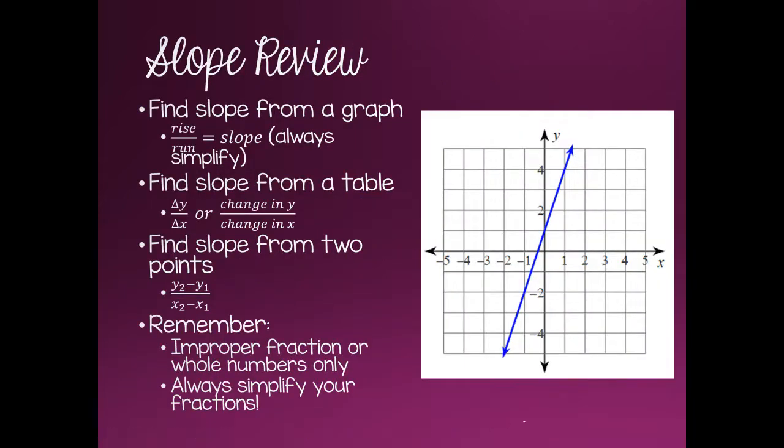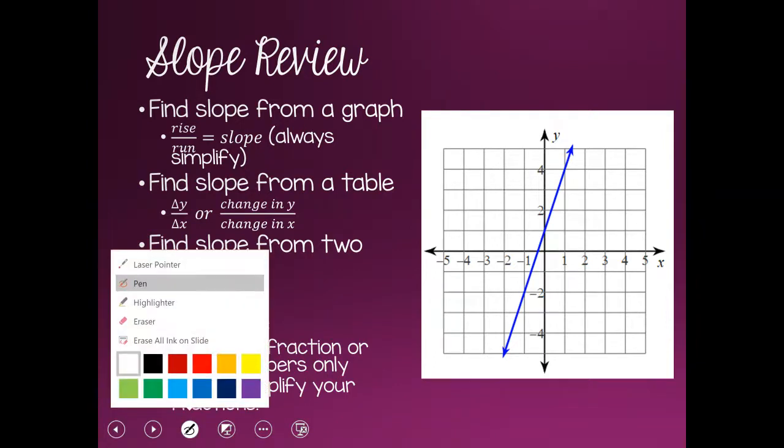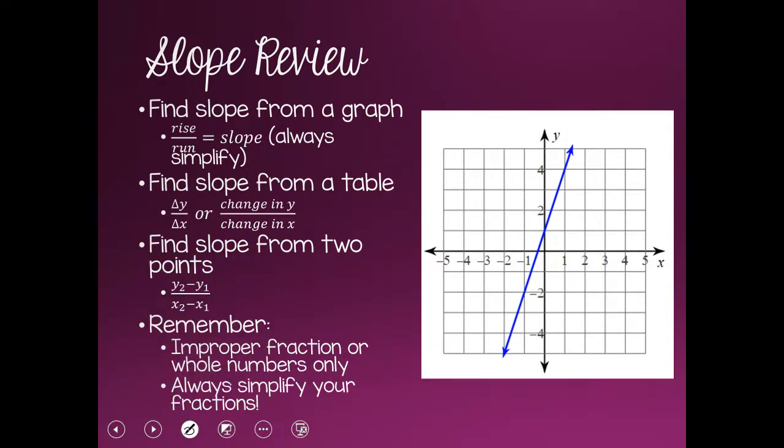All right, so now we're going to review slope. So there's three different things that we need to do to find slope. We need to know how to find slope from a graph, from a table, and from 2 points. So the first thing I'm going to show you is how to find it from a graph. So on a graph, we need to select 2 random points that fall on the line.